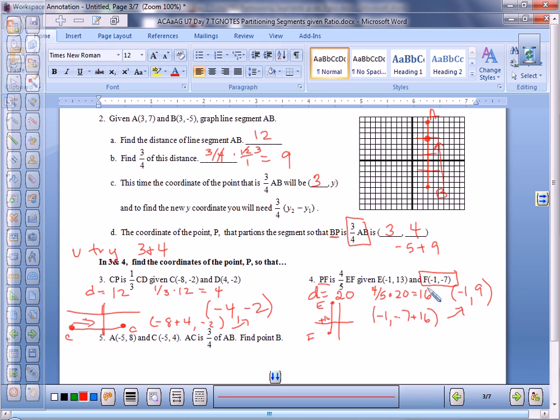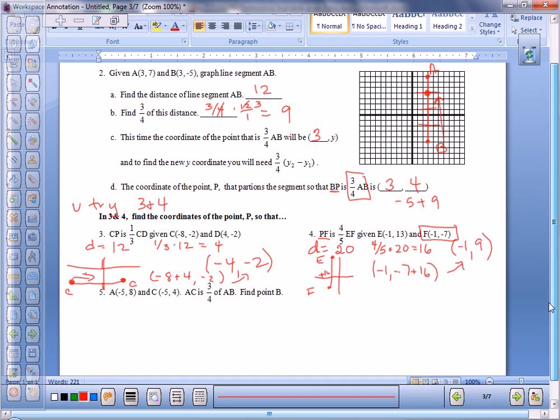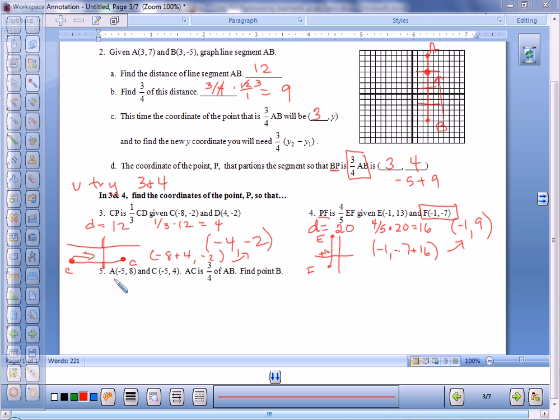All right, let's look at the last one. This time point A is the point -5, 8, and point C is the point -5, 4. And AC is 3/4 of AB. Find the point B. Okay, so what is the length of AC? 4. Because it's a positive 4 there. All right, so C, which is 4, is 3/4 of AB.